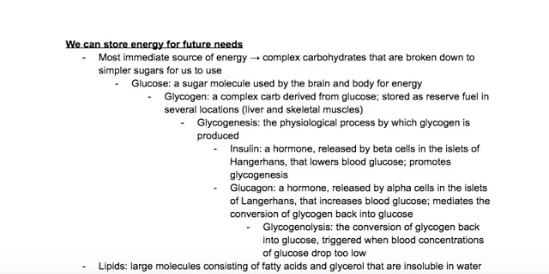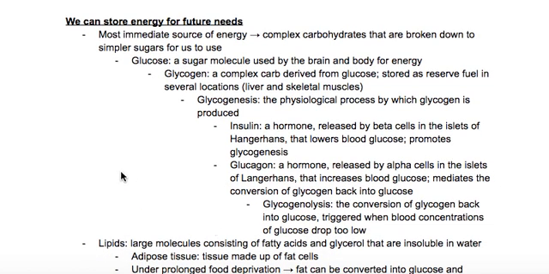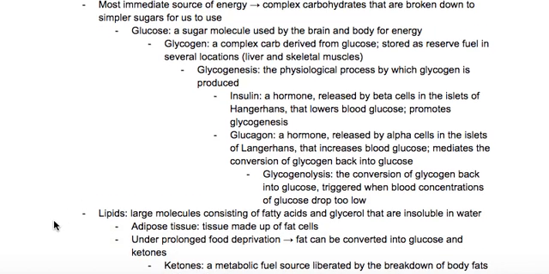Insulin is a hormone that is released by beta cells in the islets of Langerhans that lowers blood glucose and promotes glycogenesis. Glucagon is the hormone that's released by alpha cells in the islets, as opposed to the beta cells for insulin, of Langerhans that increases blood glucose and mediates the conversion of glycogen back into glucose. Glycogenolysis is the process that converts glycogen back into glucose.